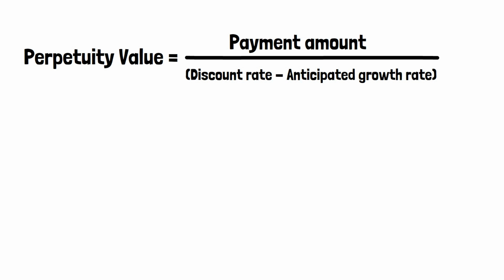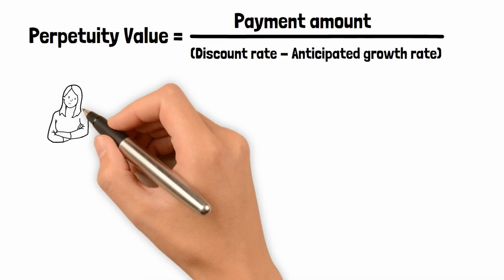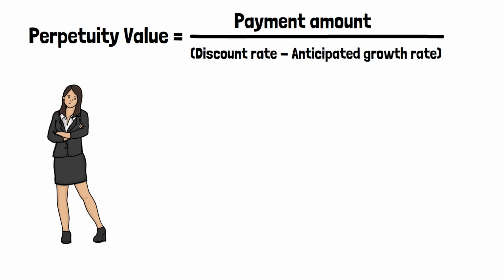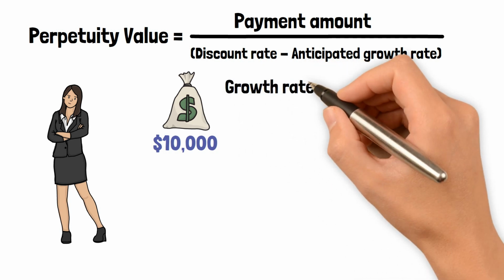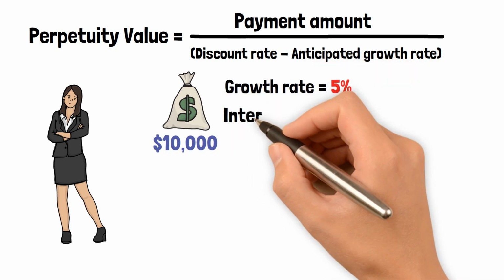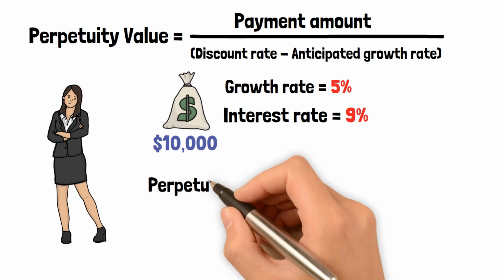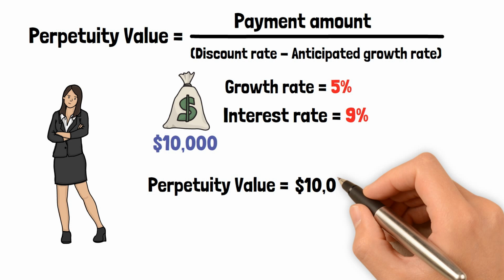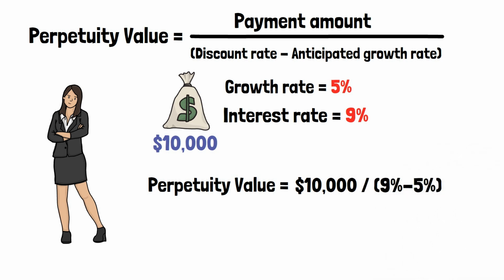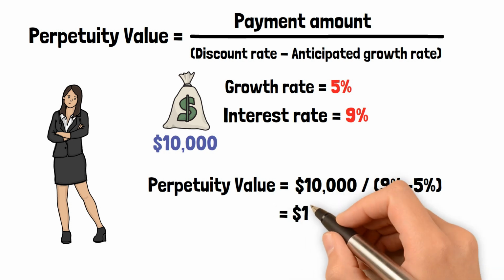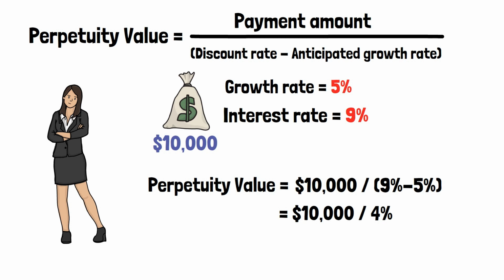For example, assume Clarissa wants to fund a growing perpetuity that will pay $10,000 per year to a local museum starting next year. She wants the annual amount paid to the museum to grow by 5%, and the interest rate is 9%. So, the formula for the amount she needs to fund it with would be $10,000, the initial payment, divided by the interest rate, 9%, minus the growth rate, 5%. This means $10,000 divided by a total of 4%.